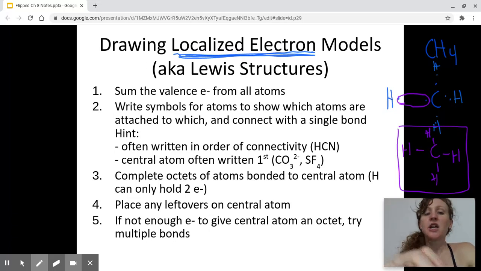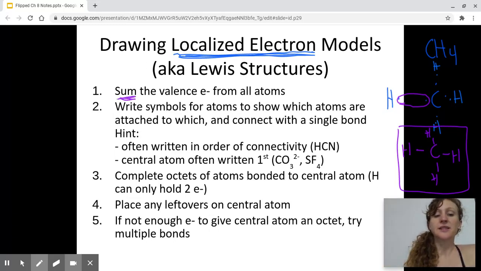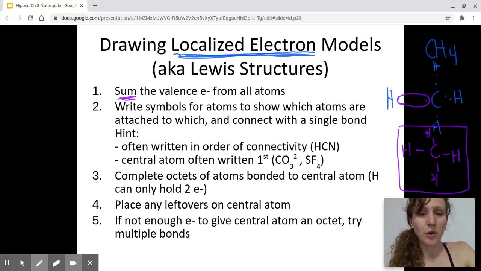Rule number 1, you're going to sum the valence electrons from all the atoms. Remember, only the valence electrons are involved in bonding. The core electrons are not. So we definitely just ignore the core electrons.